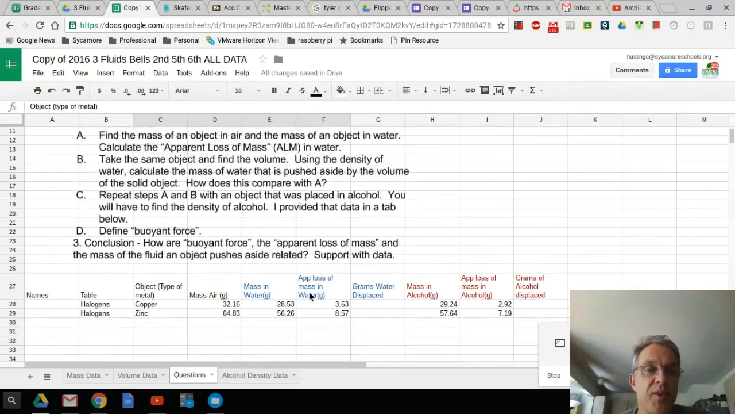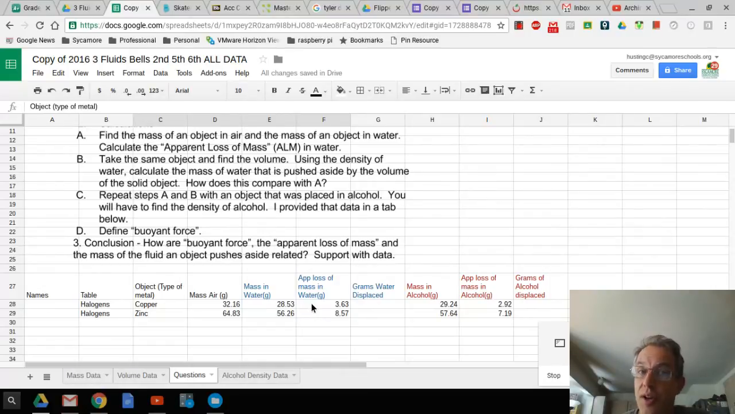Now, the other part, we found the masses of these in air, in water, and in alcohol. Notice, here's the mass in air, here's the mass in water. Now, there's a difference. The mass effectively doesn't change, but the scale reads differently, and we call that the apparent loss of mass. So how do I find that? I just subtract the two numbers, and I get the apparent loss of mass in water. This group did a very nice job because they used the right number of sig figs.